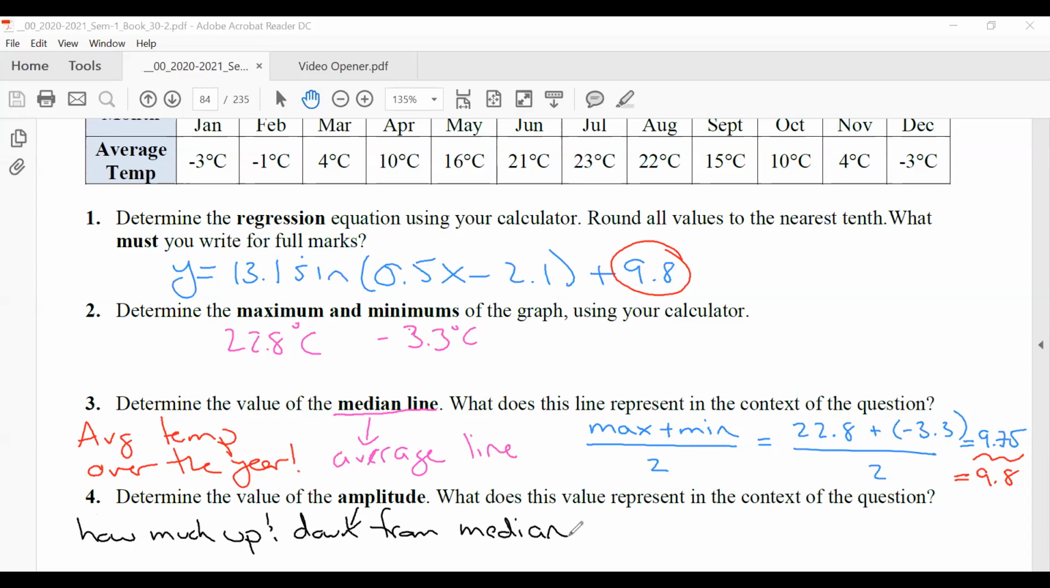Okay, well, if I know my max is 22.8, and I know my median is 9.8, I'm going to subtract those things. That's going to tell me how much up and down I go. Well, that's approximately 13, right? Because we've rounded these values, we've truncated them. Or what I could have done is instead of going max minus median, I could have gone min minus median. And guess what? That's going to give me the same value.